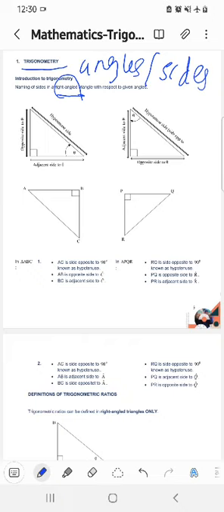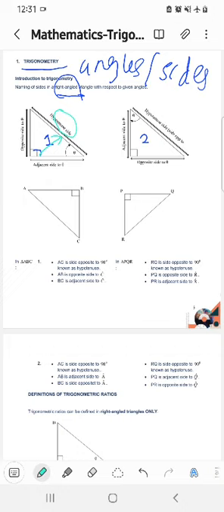Now, for the right angle triangle, let's look at the first one on the left. We can call it triangle 1, and this will be triangle 2. On triangle 1, there is a 90-degree angle here. The side opposite this 90-degree angle, in a right angle triangle, we call the hypotenuse. You see, it is the longest side of a triangle.